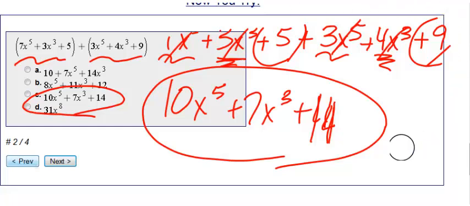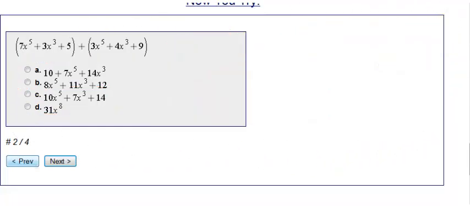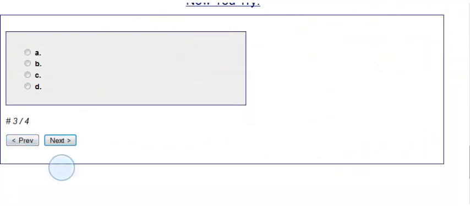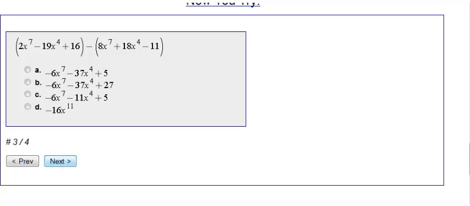Now number 3, we get into some subtraction. Here we have 2x to the seventh minus 19x to the fourth plus 16. So I look at my first set of parentheses. There's nothing in front of it. So I'm going to rewrite it without my parentheses.